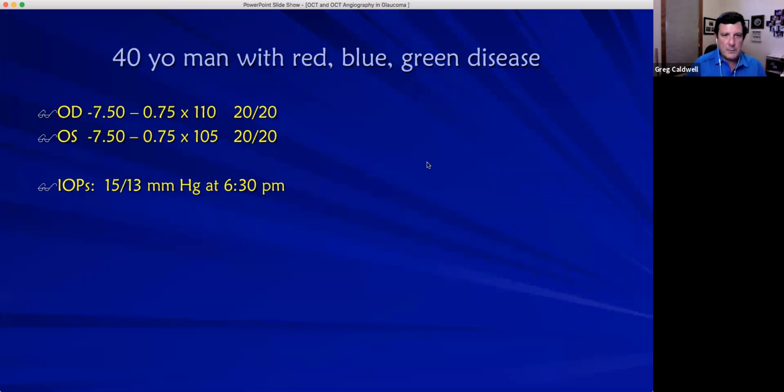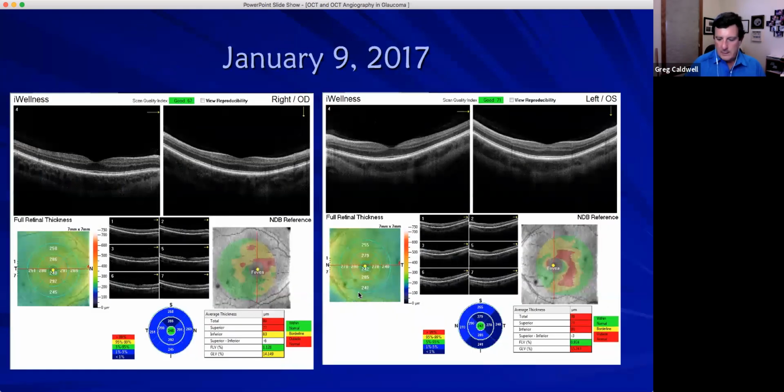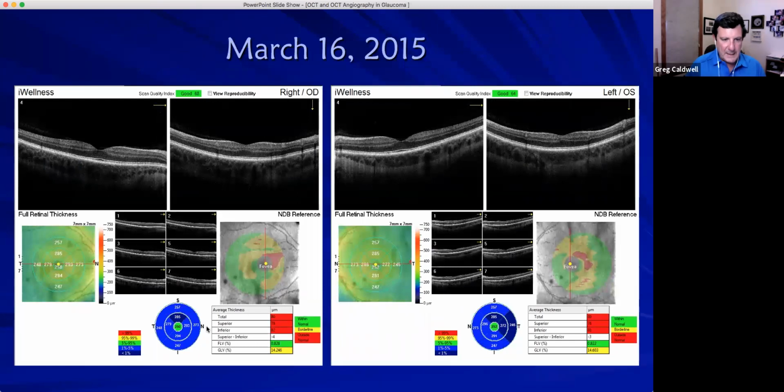And here's a 40-year-old man, red, blue, green disease. Now this is a higher myope, which could be, in a sense, axial, stretching the patient out. And so what you can see here is, I don't have them bilateral, so we'll have to go this way, the old-fashioned way. We see in red, 80, 78, 82. That's the right eye.